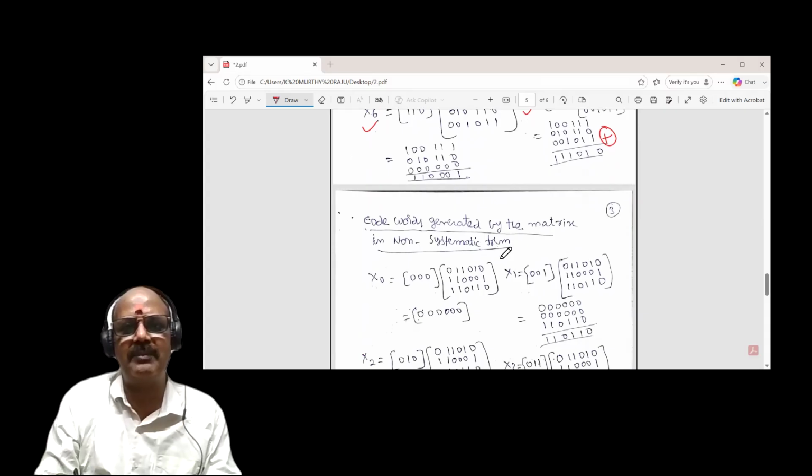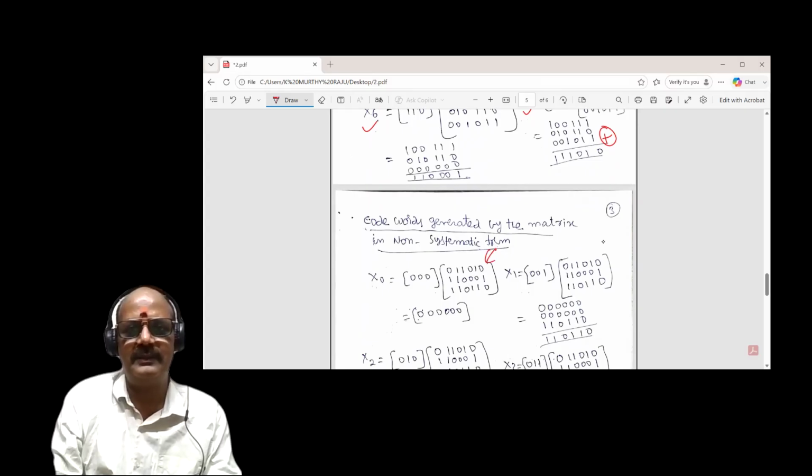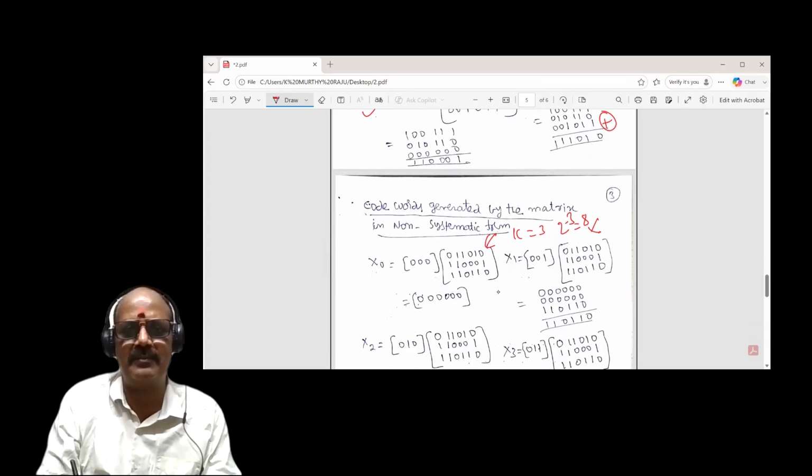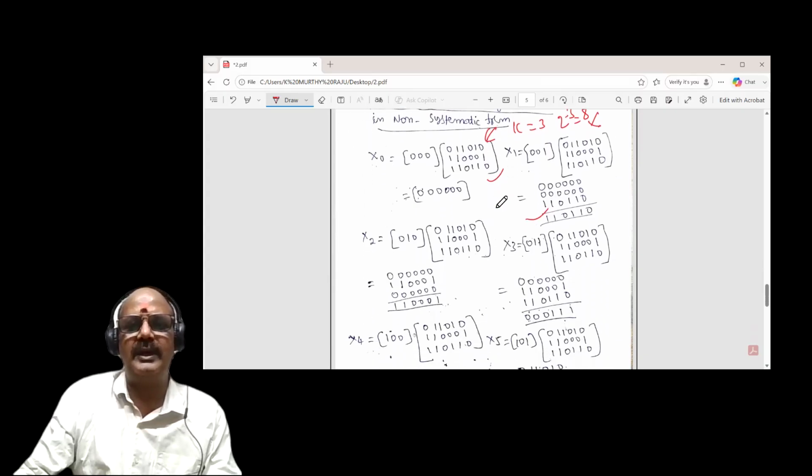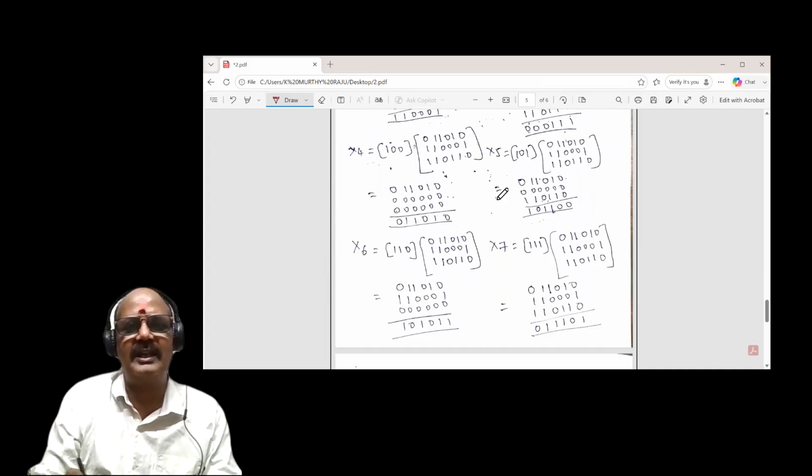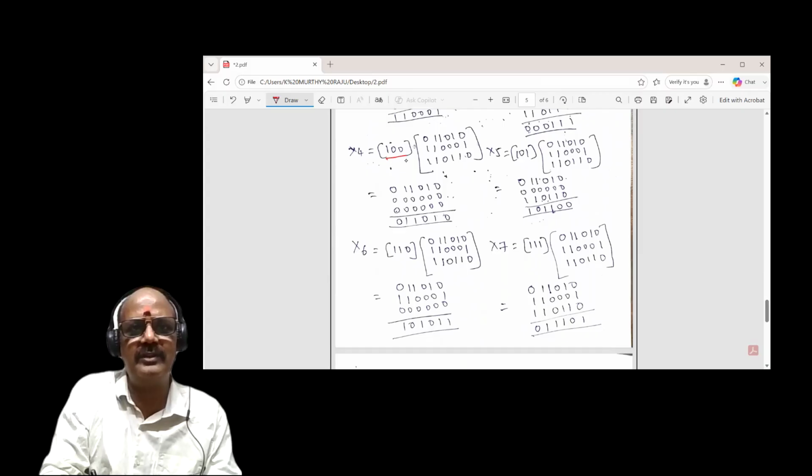Next, code words generated by the non-systematic form. The given generator matrix is in non-systematic form, used as it is. Again K is equal to 3, so 2 cube, that is 8, possible message vectors are there. These message vectors are multiplied with the non-systematic form of the generator matrix. We will get encoded code vectors which are not in systematic form, because 1 0 0 does not appear at the beginning. That is, this code word belongs to non-systematic form.